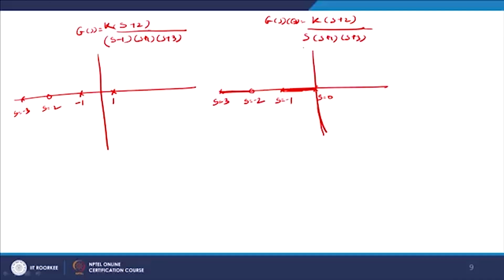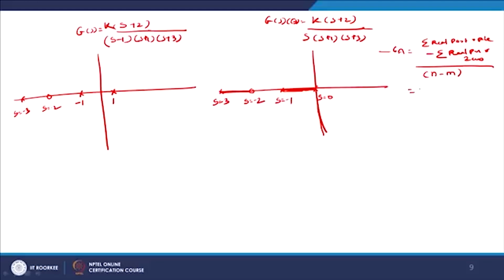So how will you calculate the centroid? Centroid is the summation of the real parts of the poles minus the summation of the real parts of the zeros, divided by the number of poles minus the number of zeros. N is the number of poles, M is the number of zeros.